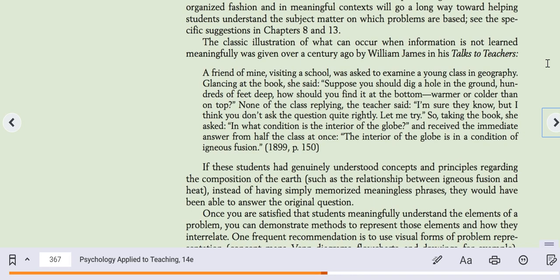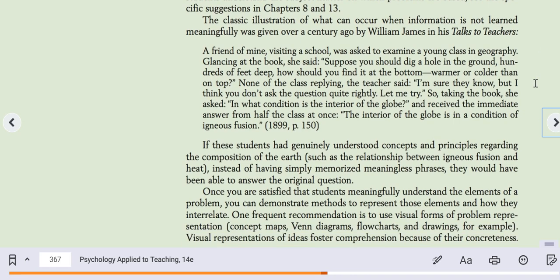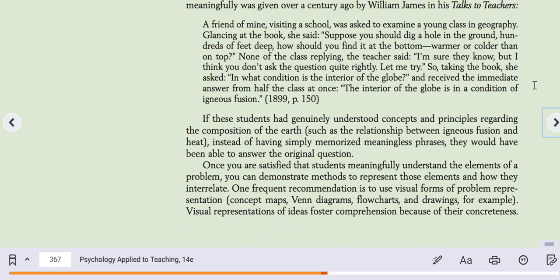"So, taking the book, she asked, 'In what condition is the interior of the globe?' and received an immediate answer from half the class at once: 'The interior of the globe is in a condition of igneous fusion.'" If these students had genuinely understood concepts and principles regarding the composition of the Earth, such as the relationship between igneous fusion and heat, instead of having simply memorized meaningless phrases, they would have been able to answer the original question.